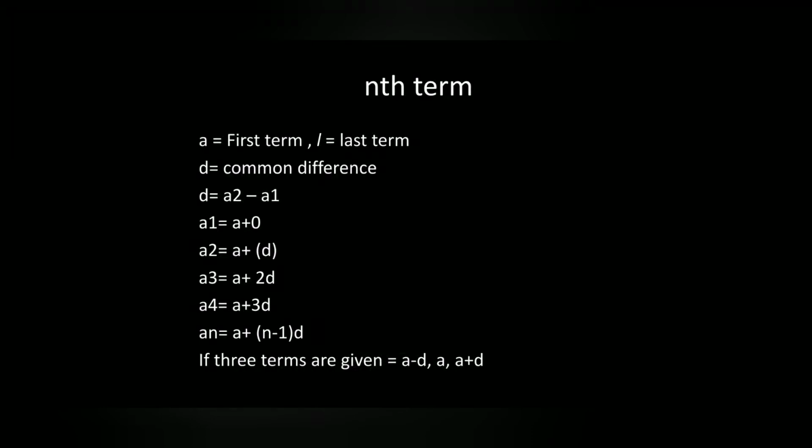The first term is a1, which will be a, because the first term is a. The second term is a plus d, a plus the common difference. The third will be a plus 2d. The fourth will be a plus 3d.